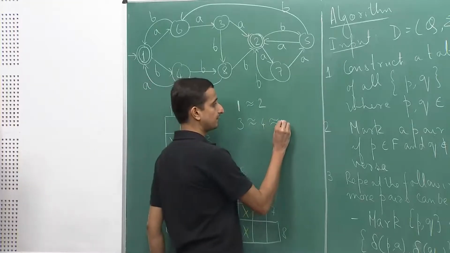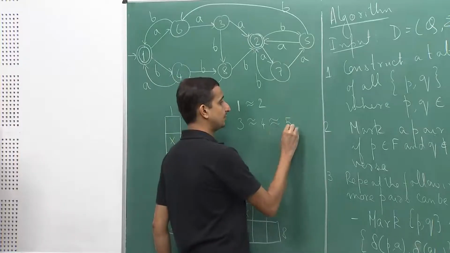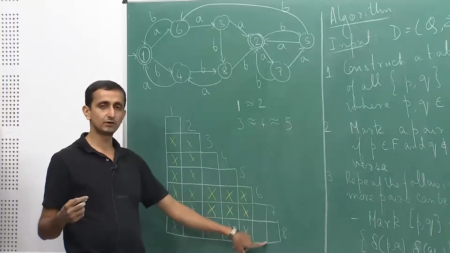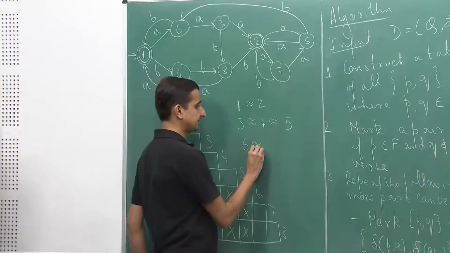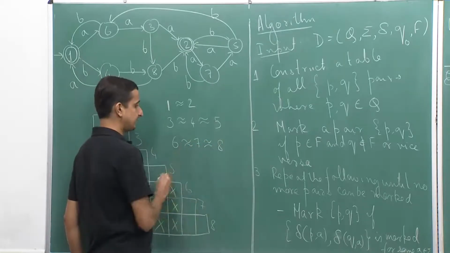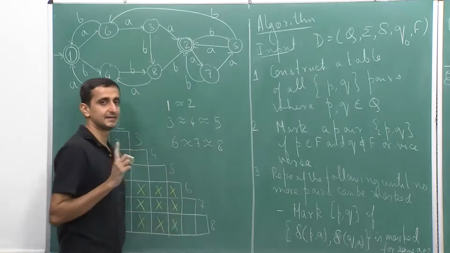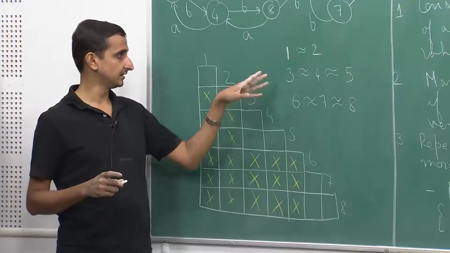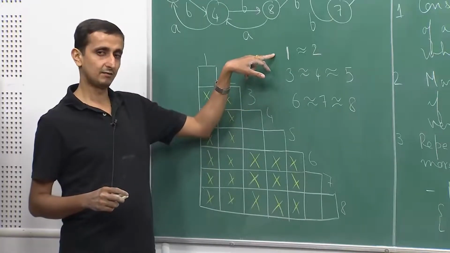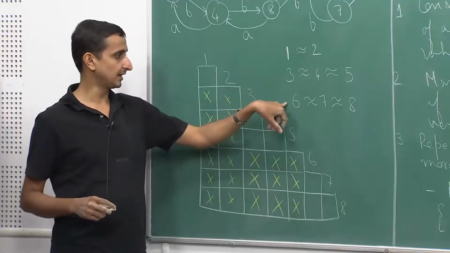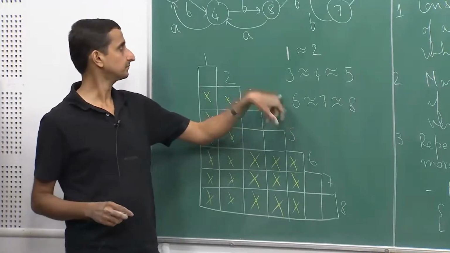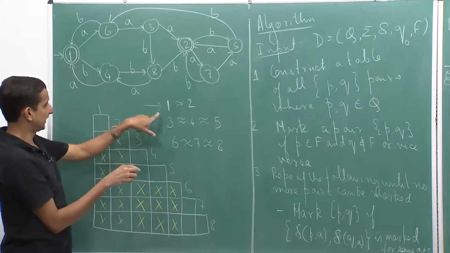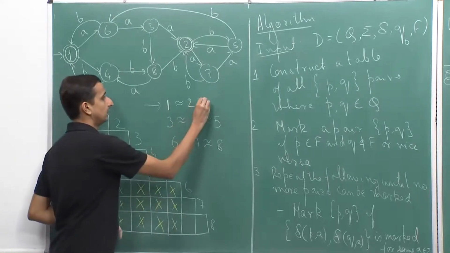So, 3, 4 and 5 are all equivalent, which means that they will be one single state in my minimized DFA, and the same thing happens for 6, 7, 8. Okay. So, 6 is equivalent to 7, which is equivalent to 8, which means that this will form one single state in my minimized DFA. So, finally, the minimized DFA will contain 3 states: one state for the (1, 2) pair, one state for the (3, 4, 5) group, and one state for the (6, 7, 8) group. Because 1 was the start state, this will be the start state, and because 1, 2 are accept states, this will also be the accept state.